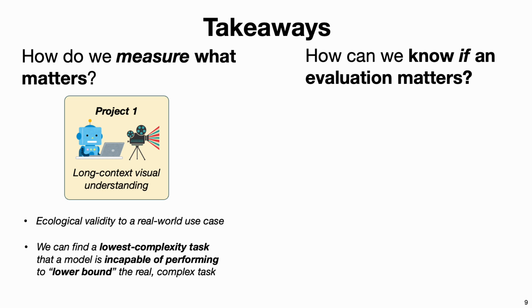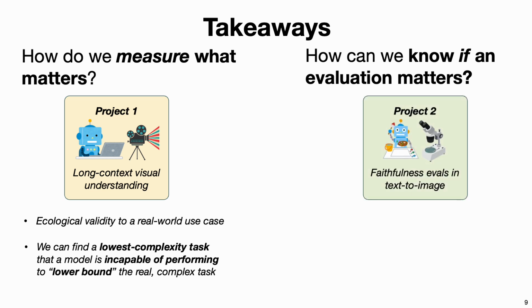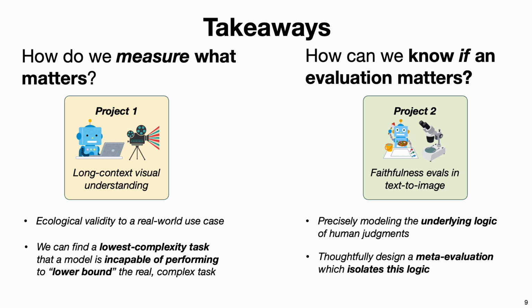For the second question, the example project that we presented to answer the question of how do we know if an evaluation matters was this faithfulness evaluation meta-evaluation project that I just showed. The way that we were able to know if an evaluation, in this case a faithfulness metric, matters was based on whether it precisely models the underlying logic that drives the judgments of humans that it's seeking to replace. And by thoughtfully designing a meta-evaluation that isolates this logic and doesn't mix in any other unrelated preferences, for example, we were able to isolate and capture this characteristic alone.